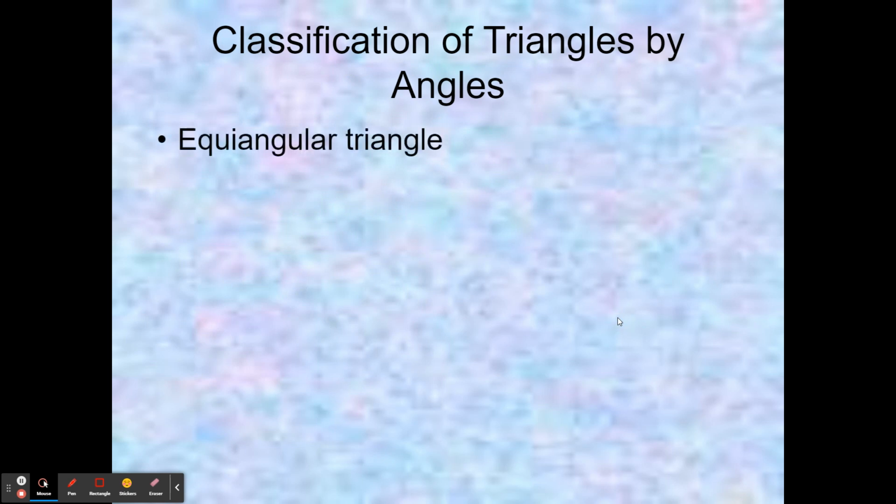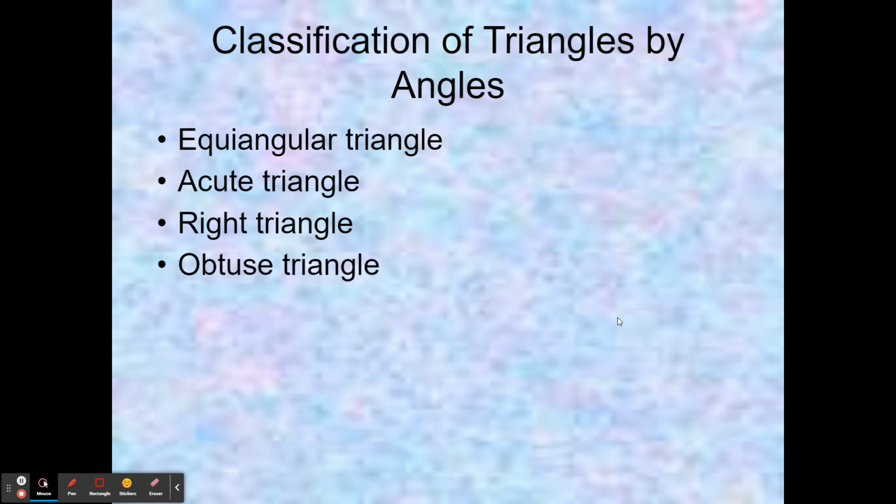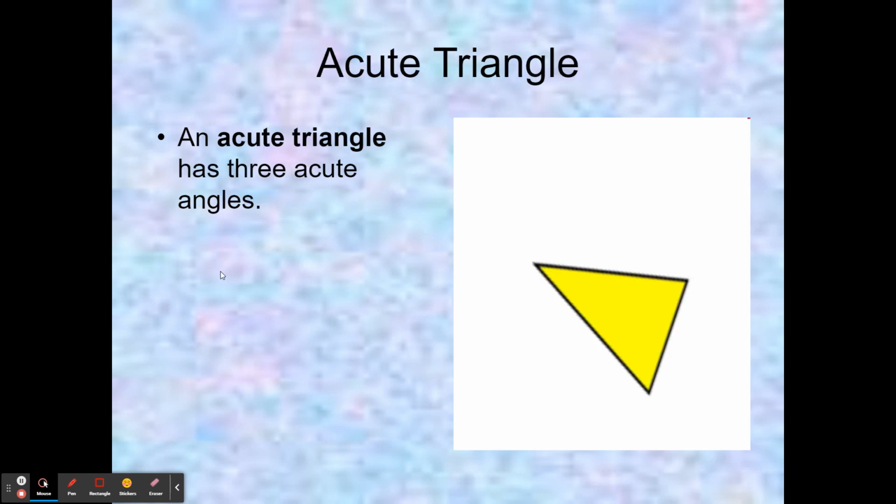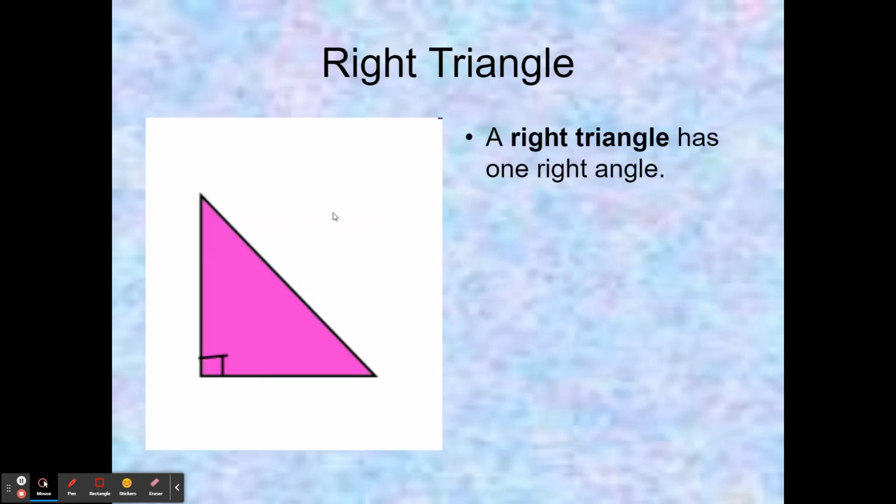Classifications by angles. We have equiangular, acute, right, and obtuse. Equiangular means that all of our angles are exactly the same. An acute triangle means every single angle has to be less than 90 degrees. A right triangle means that we have one right angle in the triangle.